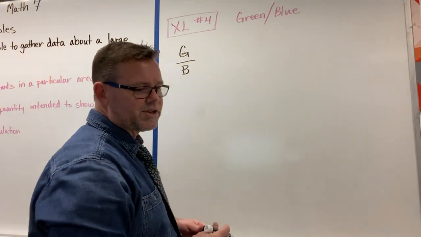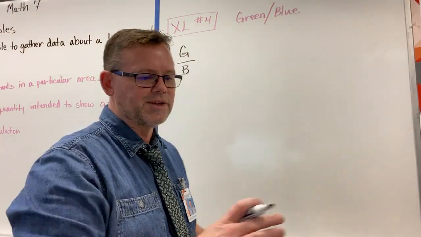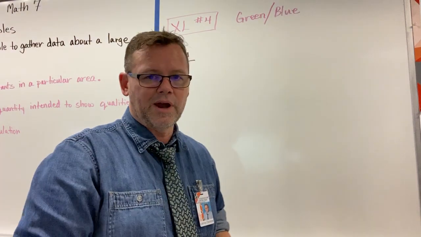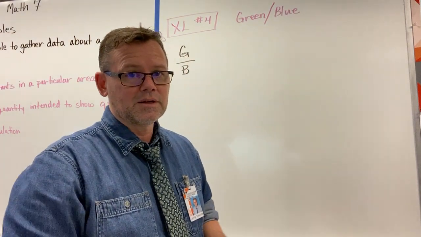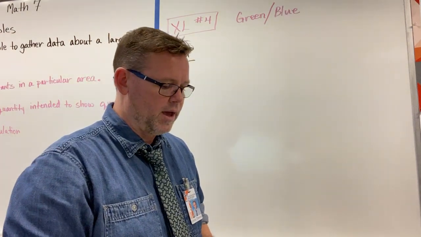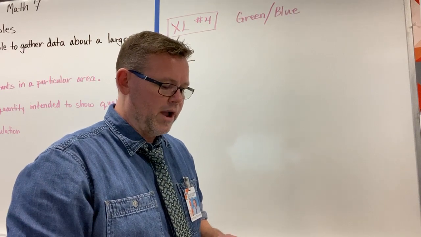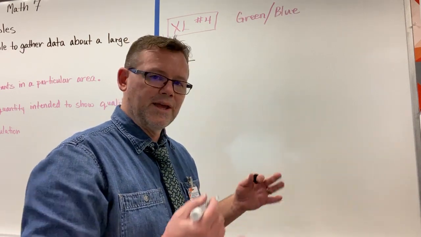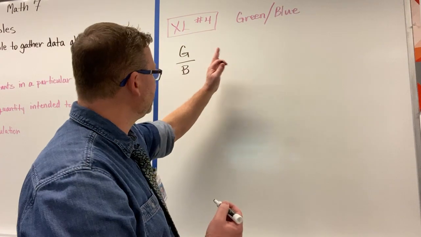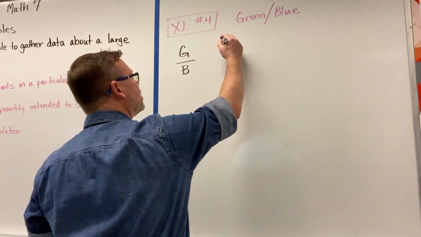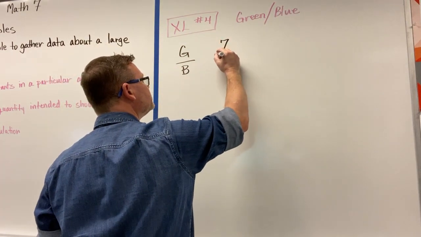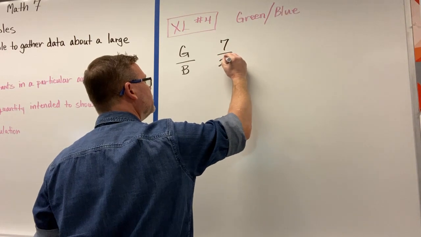The reason I stumbled through the reading of that is because the XL that came up is different than the one I originally did to formulate this example. So this is green to blue, right? Then I'm going to put into ratio form the green to blue. In other words, there are 7 green and there are 28 blue.